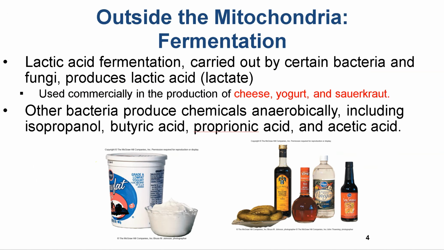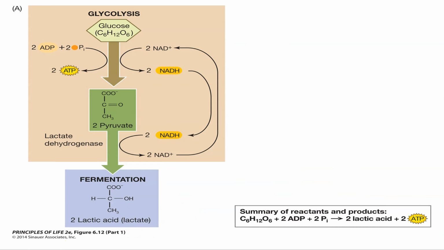Okay, lactic acid, if you like lactic acid, here are some great examples of products you might enjoy, right? Cheese, yogurt, sauerkraut. I think there's a teacher at our school that absolutely despises sauerkraut, but nonetheless, other bacteria produce chemicals anaerobically, including isopropanol, butyric acid, propionic acid, and acetic acid. Acetic acid is vinegar, so examples of that sort of stuff, balsamic vinegar. I mean, there you go, right? So a lot of good food, or recipes, come because lactic acid happens.